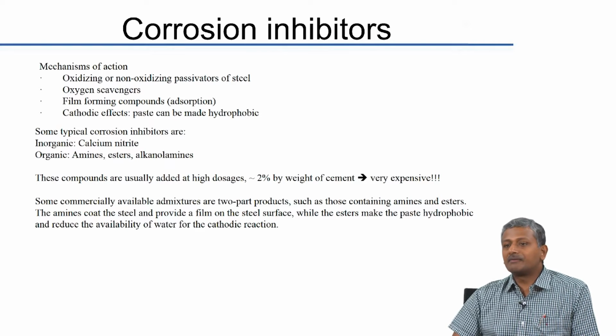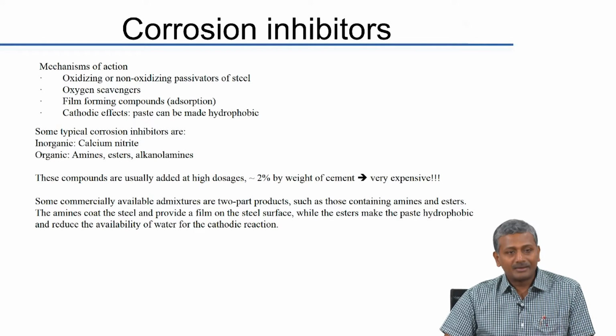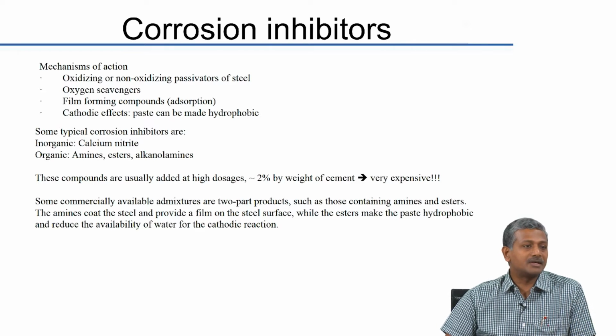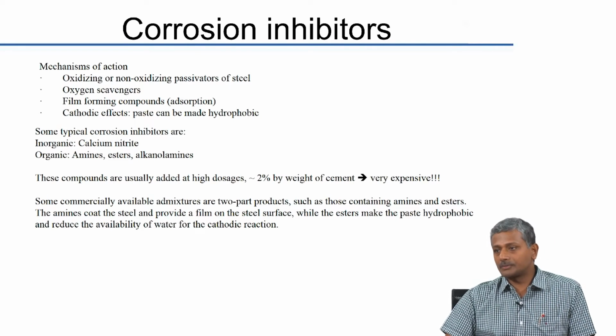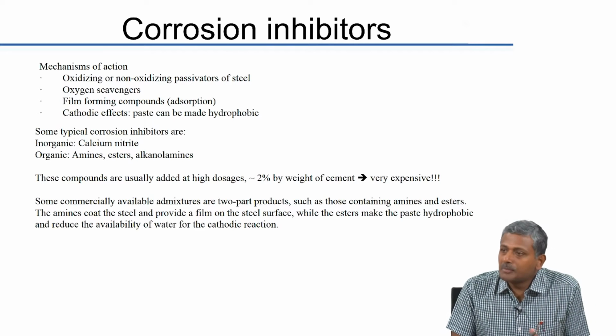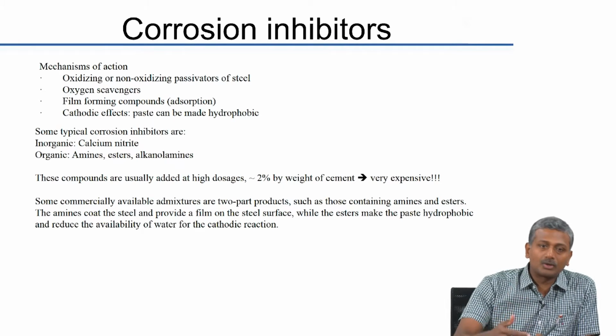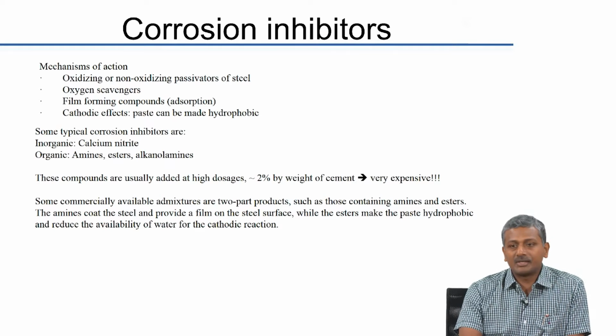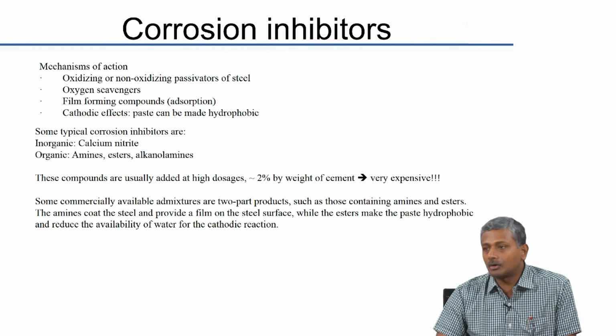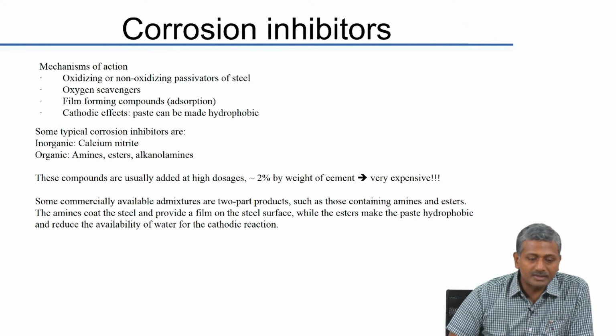Okay. You know very well that reinforcing steel is protected in the alkaline environment of the concrete, and anything that causes a destabilization of the alkaline environment around the steel will lead to corrosion. Okay. Now, corrosion inhibitors are again chemicals that are added to the concrete so that they can create more protective mechanisms for the steel as opposed to what is there in ordinary concrete. Okay. So, what are these mechanisms of action?